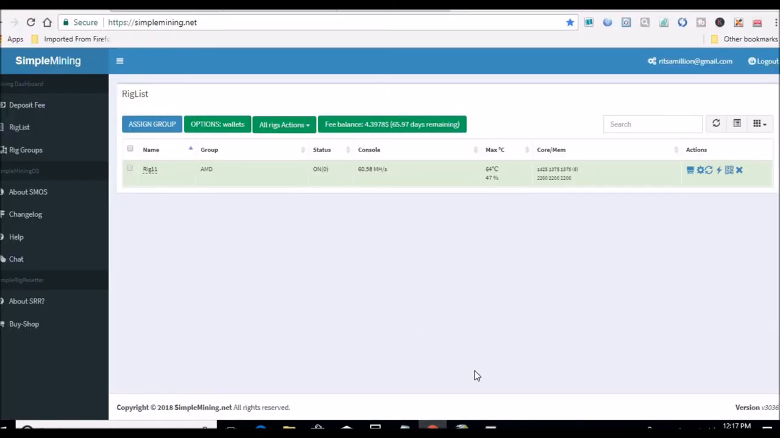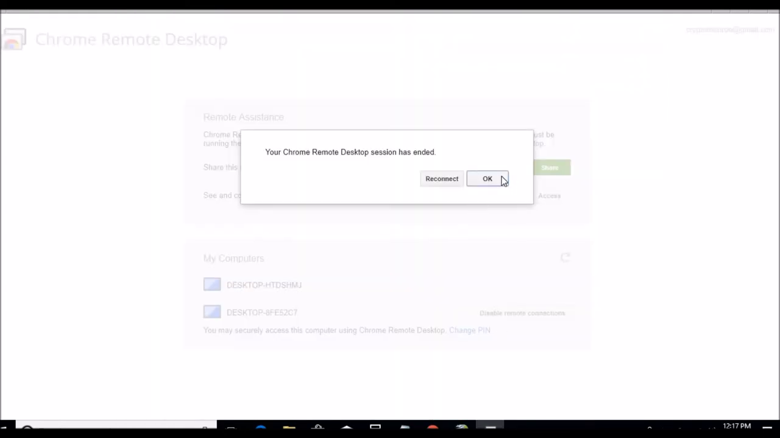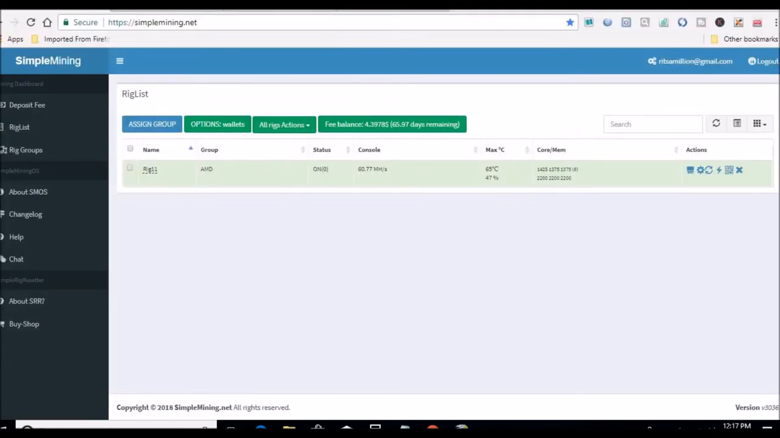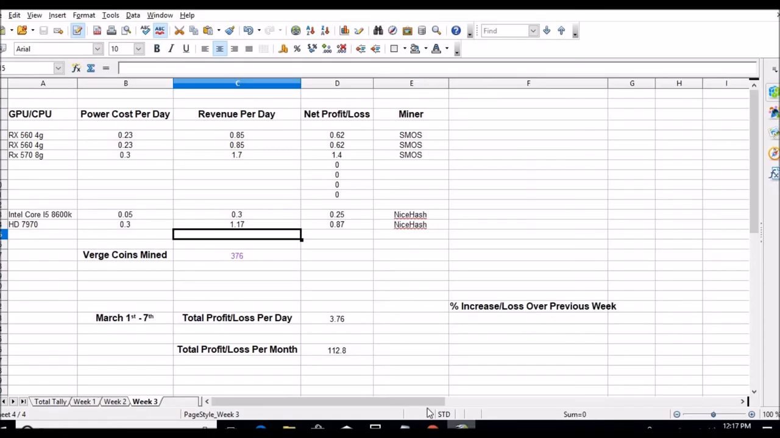So, let me close out of the remote desktop. Go down here. For some reason, I can't see my cursor. Stop sharing. Okay, there we go. We'll get out of that. So, I guess I can't complain right now.